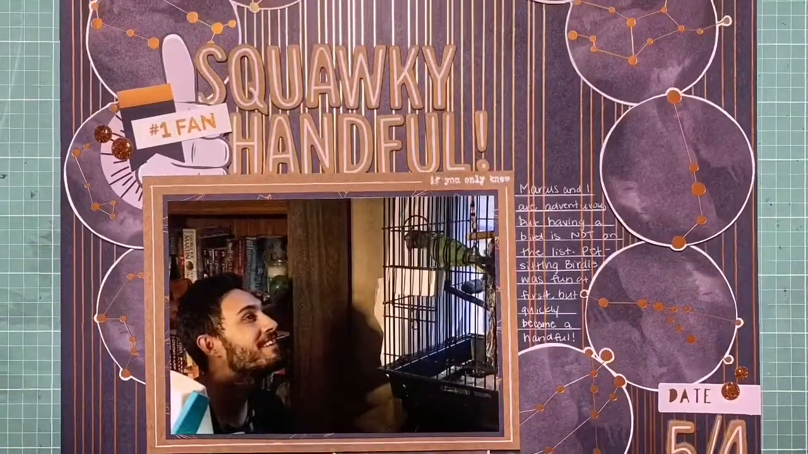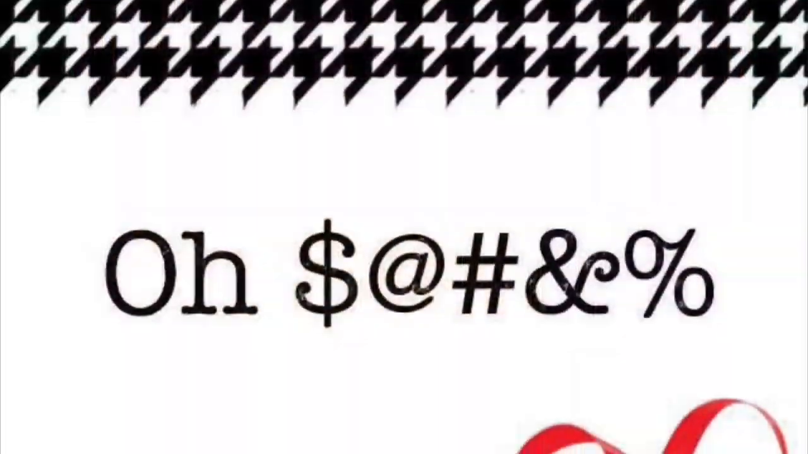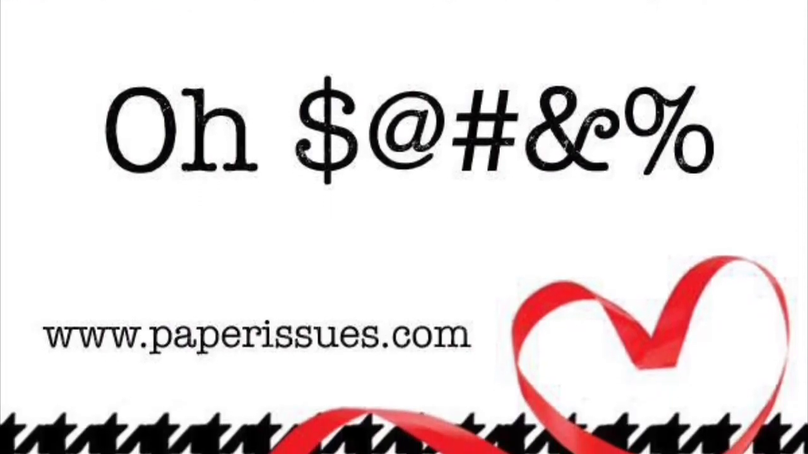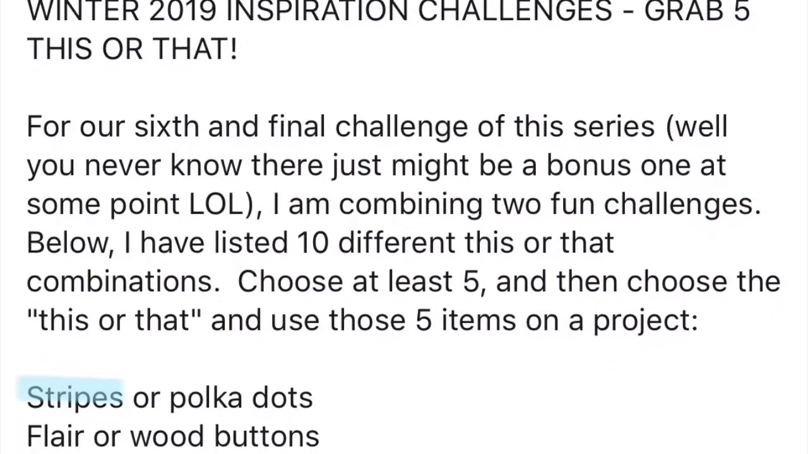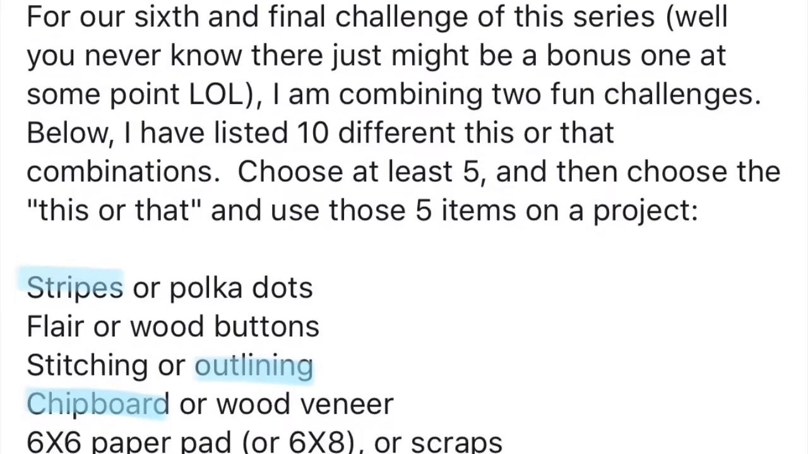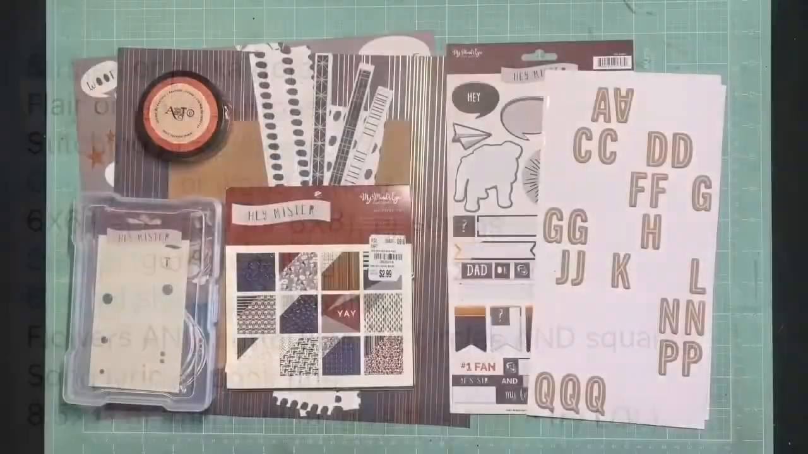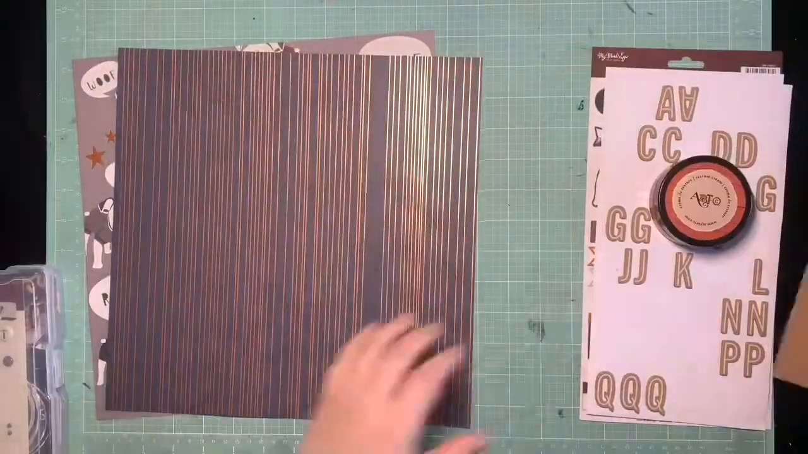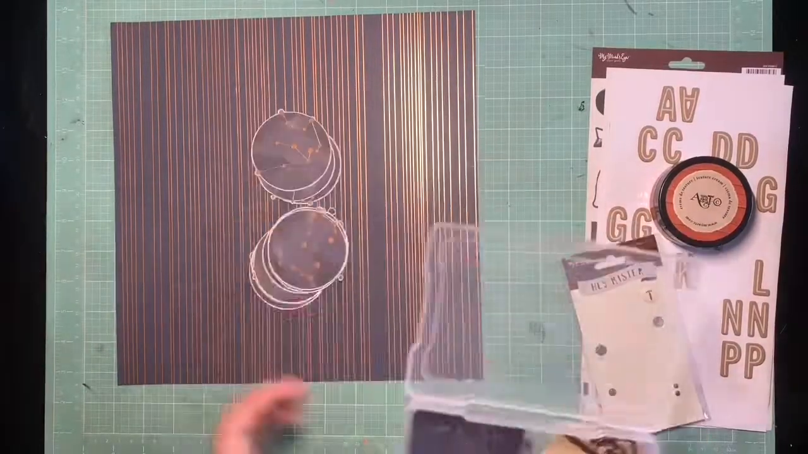Today I have a paper issues challenge to use up some punctuation, as well as Mercy Tiara's winter challenge. This is the grab 5 this or that challenge. So I ended up going with stripes, outlining, chipboard, stamping, and enamel shapes. I tried to do either the 6x6 paper pad or scraps, but I ended up using both, so I did not count that in my grab 5.